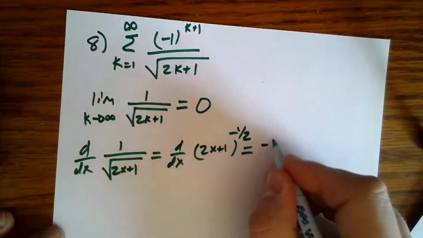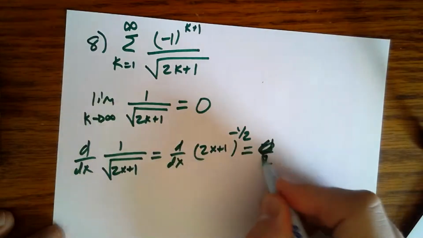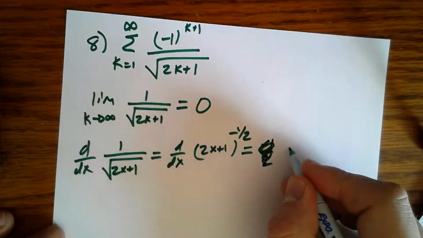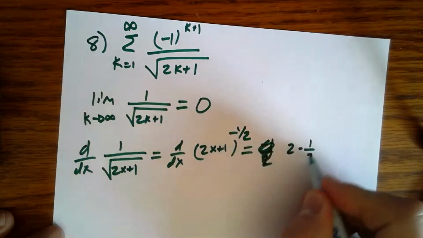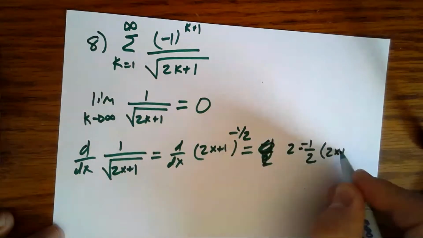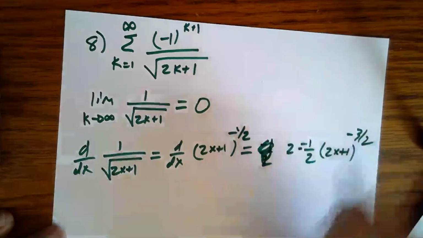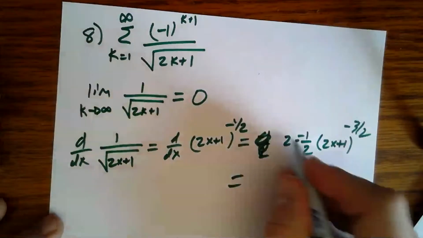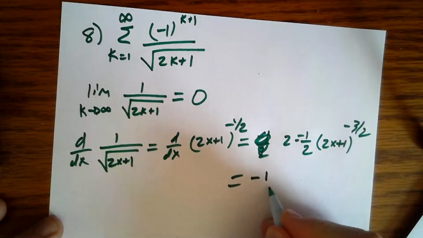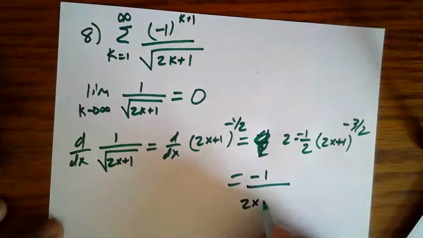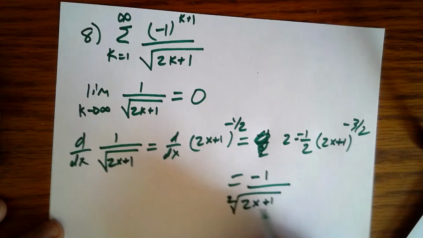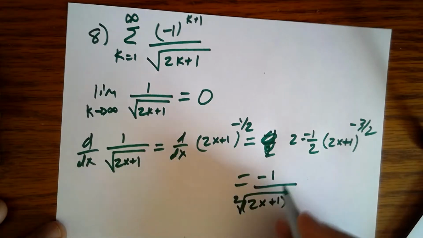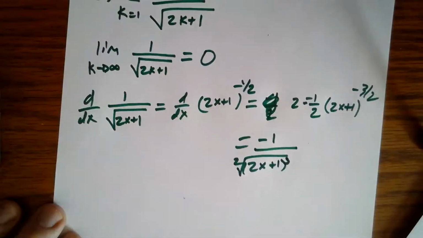This is a chain rule problem. So derivative of the inside first. The derivative of 2x plus 1 is 2, multiplied by power, base, one less power. Is that always going to be negative? Yes, it is. That's always going to be negative.